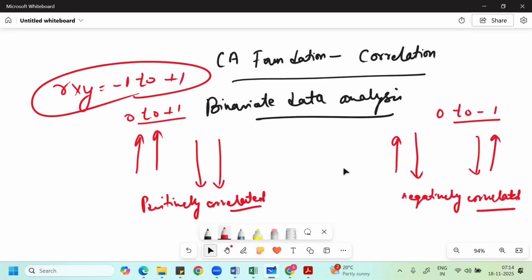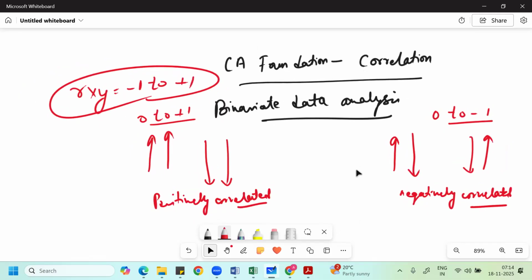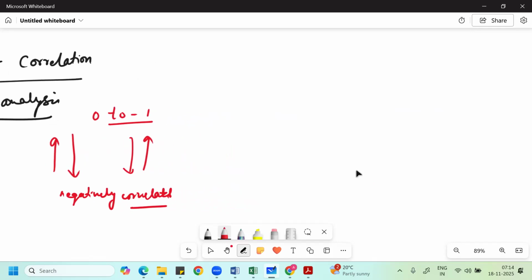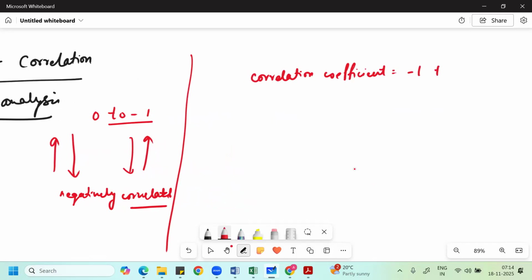Okay, so going further in this world of correlation, there are different methods to calculate the correlation. First of all, remember correlation coefficient. When I talk about correlation coefficient, its value lies between -1 to +1, and the square of this correlation coefficient is called coefficient of determination.